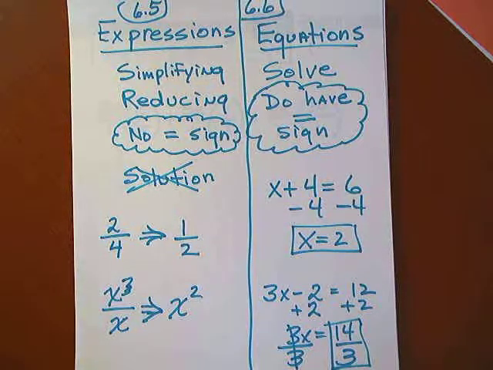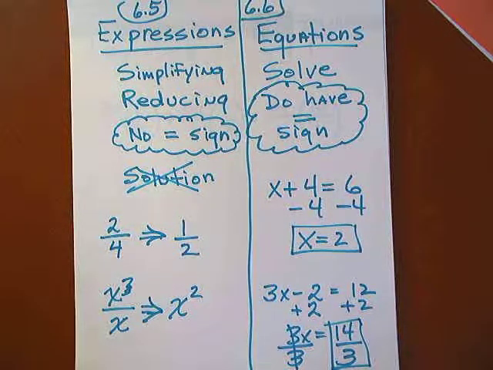Okay, this video is 6.6 video for 102 lecture and online, and I was just wanting to start this video with a recap of expressions and equations, because in 6.5 all we were dealing with was expressions. Expressions are simplified and reduced. They have no equal sign, and we have a couple of pre-algebra examples down at the bottom. 2 fourths reduced down to 1 over 2, and x over 3 over x is reduced down to x squared.